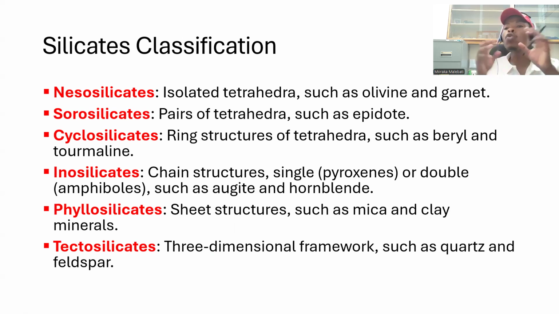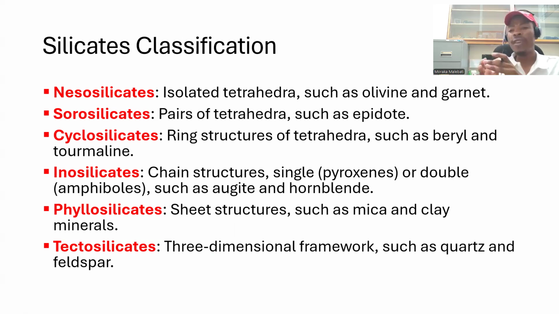We have two pyramids which meet at a single point. That's why we say the pairs of a tetrahedron, the pairs of the building block, or the pairs of what you call a pyramid. And then sorosilicate is basically the epidote, and we've got the cyclosilicates.